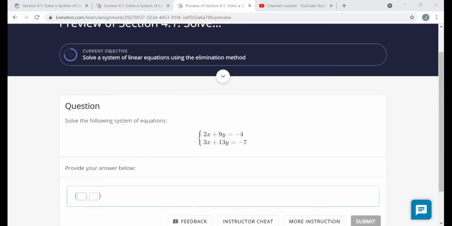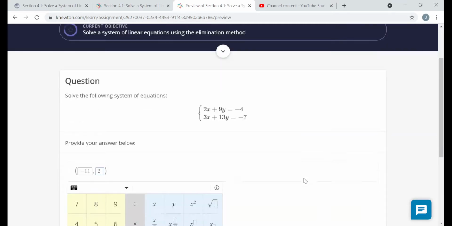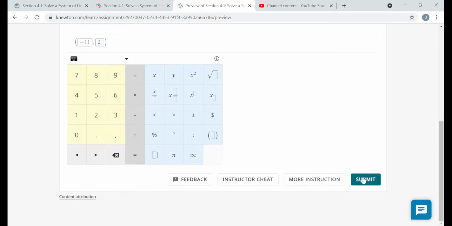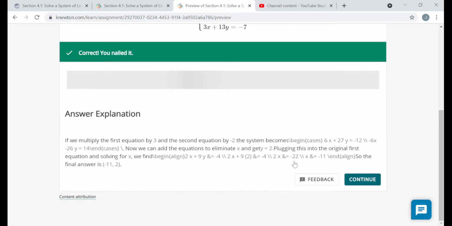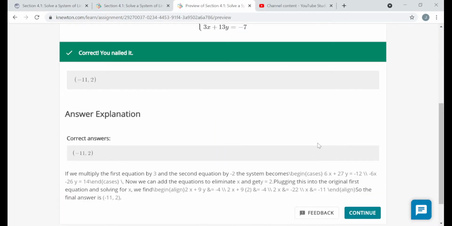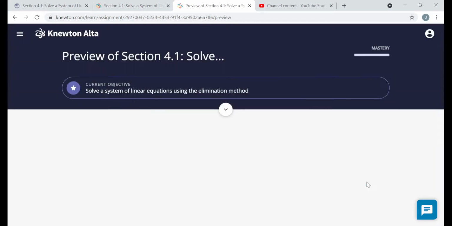So back here, just entering the x and y coordinates of the solution, negative 11 for the x, 2 for the y. And again, be careful, make sure you're putting the x value first, the y value second, no matter what order you found them in. The x has to go first, y has to go second. All right, great. And again, read the answer explanations. They should help you, especially if you got something wrong. You can probably figure out where you went wrong, I'm hoping. And that should be it for this assignment.